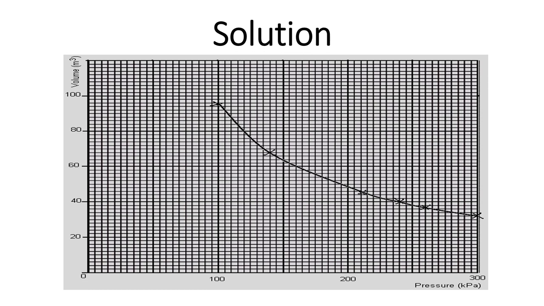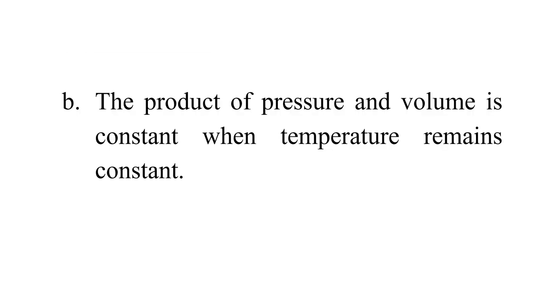Let 10 units on the y-axis represent 20 cubic centimeters and 20 units represent 100 kilopascals of pressure on the x-axis. Then by joining the points in the table, you will obtain the following graph. B. The product of pressure and volume is constant when temperature remains constant.